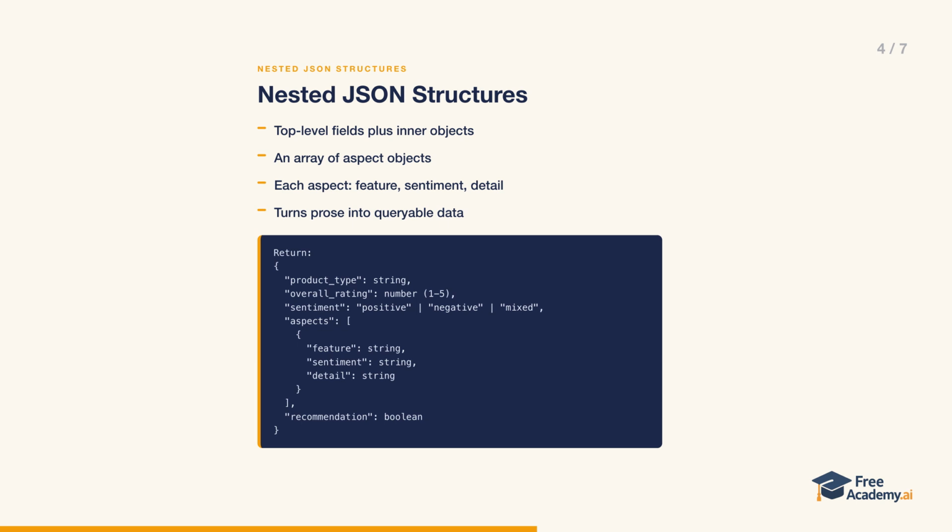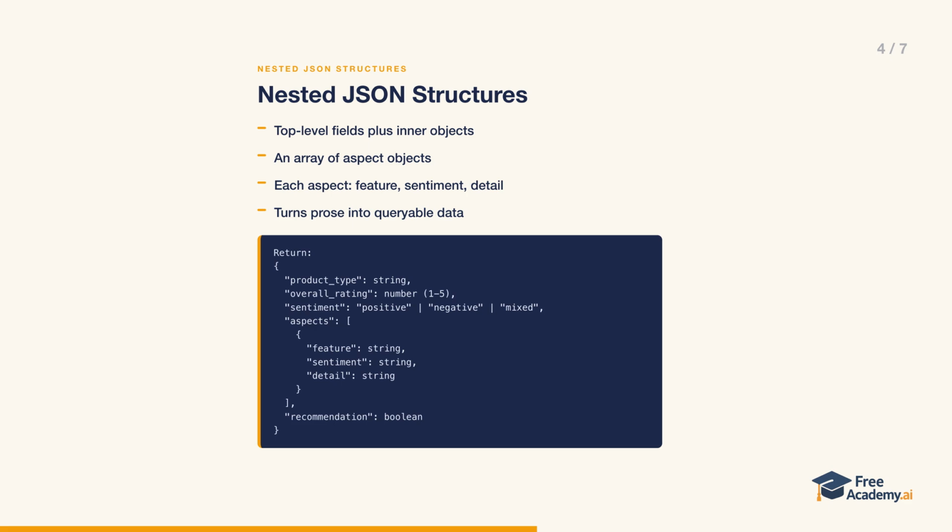JSON really shines when your data has layers. Here we analyze a product review and ask for nested JSON. At the top level, we want the product type, an overall rating from 1 to 5, and a sentiment that's either positive, negative, or mixed. Then comes the nested part, an aspects array, where each item is its own object describing one feature, its sentiment, and a detail. So the laptop's fast performance, the OK battery, and the stiff keyboard each become their own entry inside that array. Finally, we ask for a recommendation as a boolean.